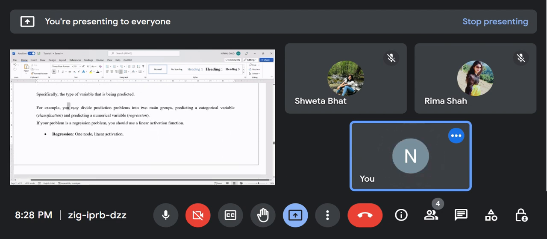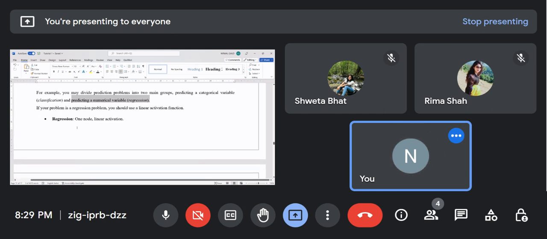For example, you may divide the prediction problems into two categories: the prediction of a categorical variable, that is classification, and predicting a numerical variable, that is regression. Obviously we have two problems, one is prediction, one is classification. In case of regression, one node with a linear activation function, because as I told above also, linear activation means whatever computation has been done over the hidden layers, you multiply by one and just generate the output. That will obviously be a prediction. One node, that is a linear activation function. Regression, okay, predicting a numerical value. If you are going to work with a numerical value, multiply it by 1, that is regression.